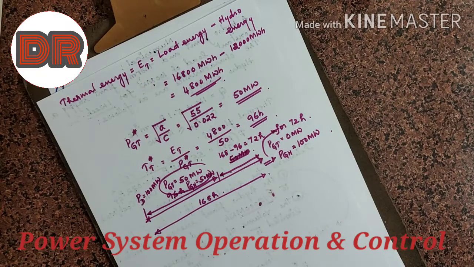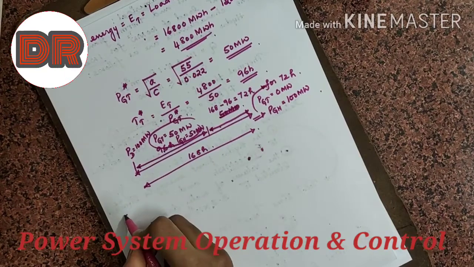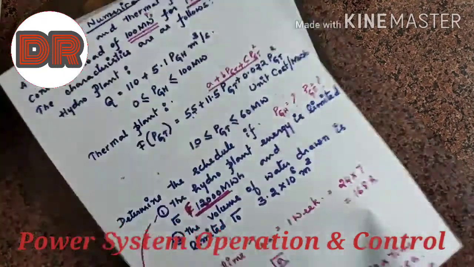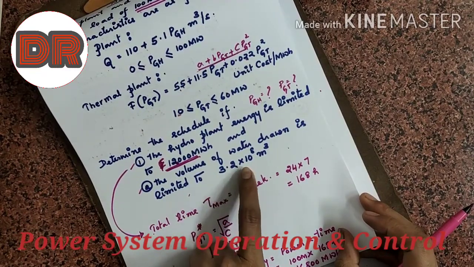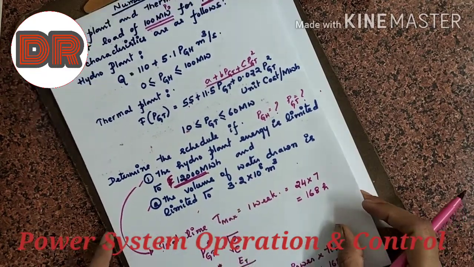Okay. So this is based on the first condition. So let us see the second condition and we'll calculate the scheduling. So now the second condition is, it is given, the volume of water drawn is limited to 3.2 into 10 to the power 8 meter cube.